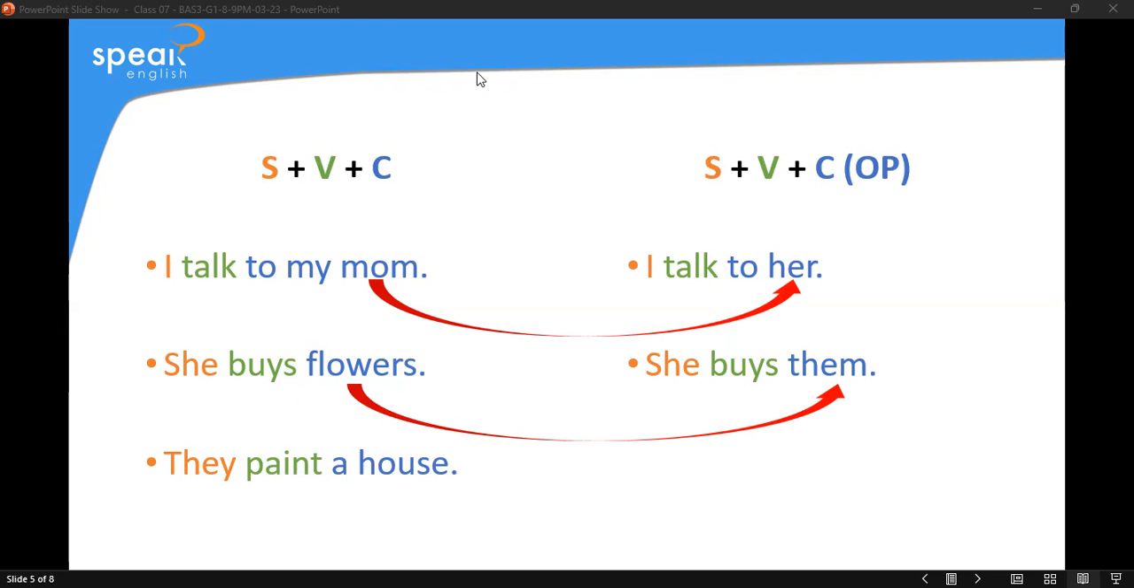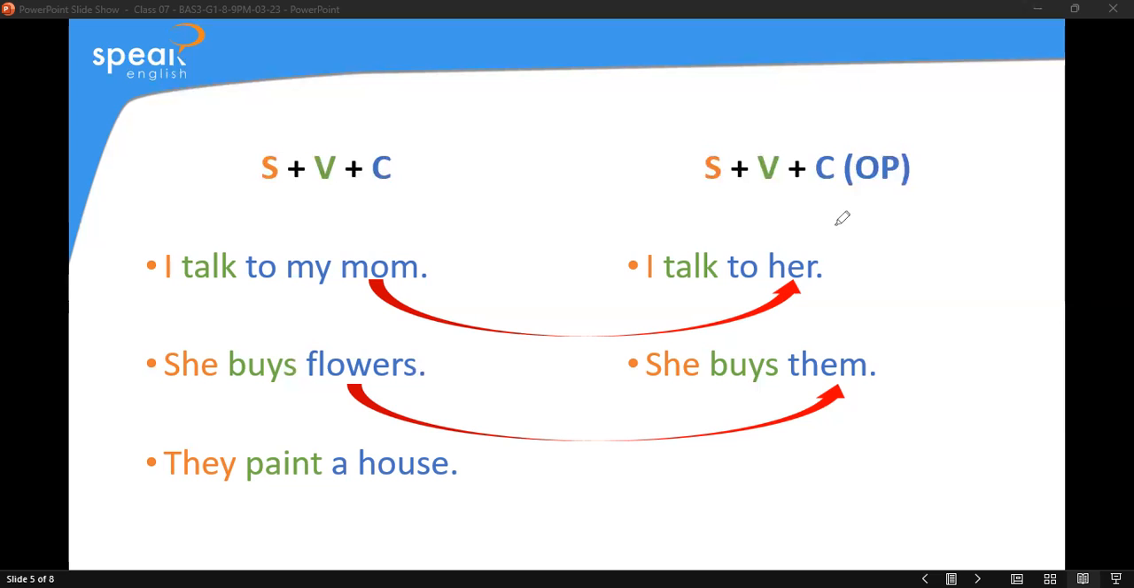Next would be: they buy a house. Entonces, okay. Podría ser: los alumnos pintan o la familia pinta la house. Family paints a house. Okay. Thank you, David.